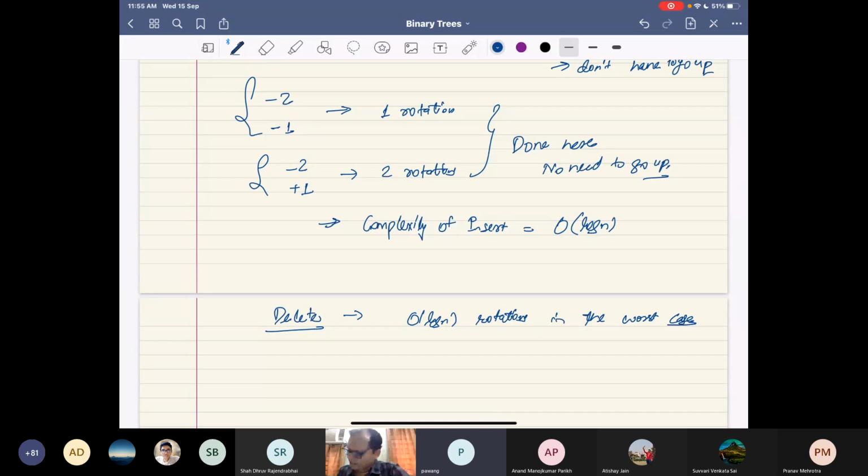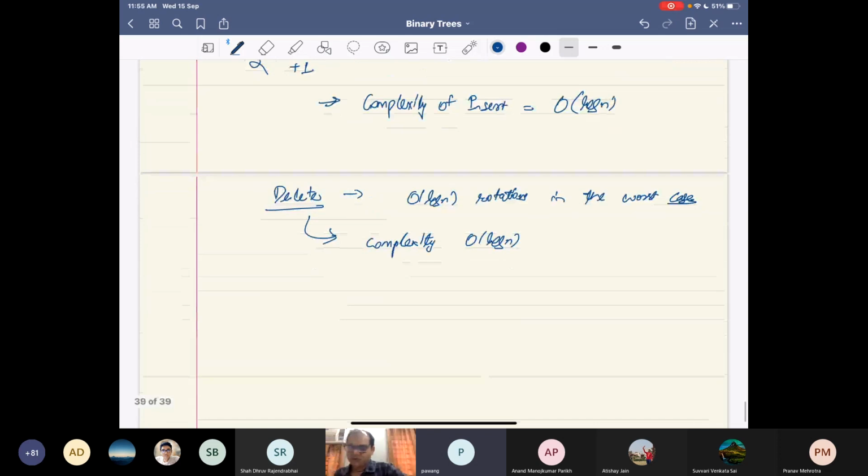What is the complexity of deletion? The total order is also log n. Order log n. So while doing insertion or deletion in AVL trees, just by using rotations, you can maintain the property. Once you maintain the property, everything is order log n.